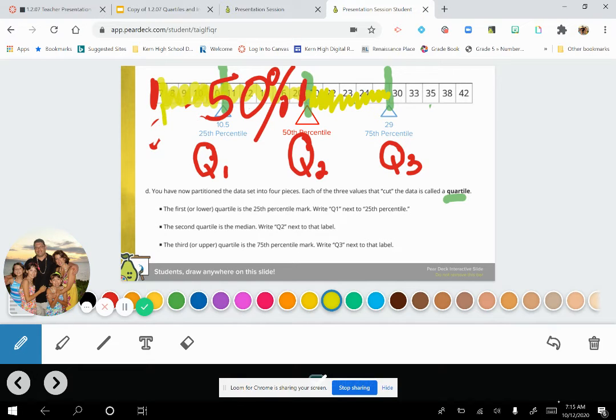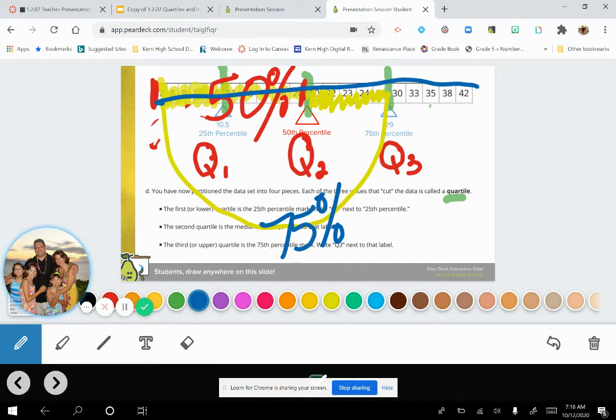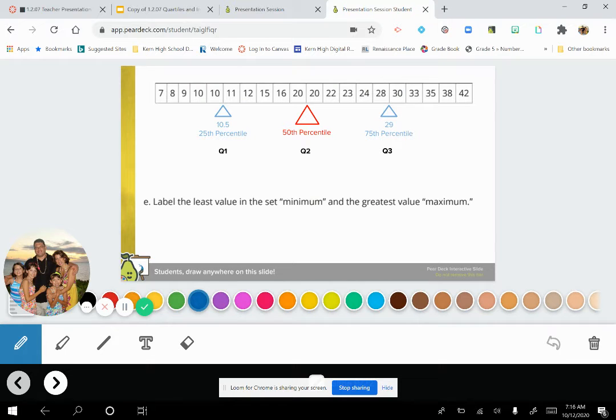From here to here, that's 75% of our information. And if we do all 4 parts from the beginning to the end, that's all of our information. That's 100%. Okay.